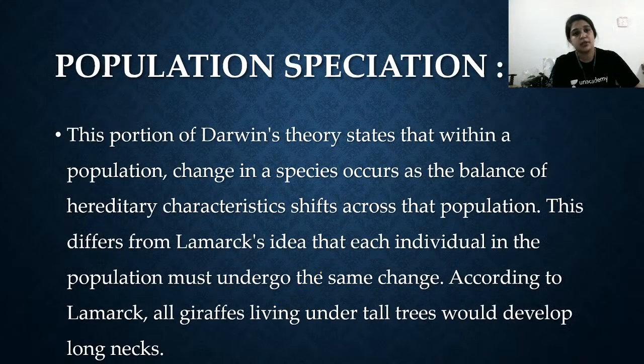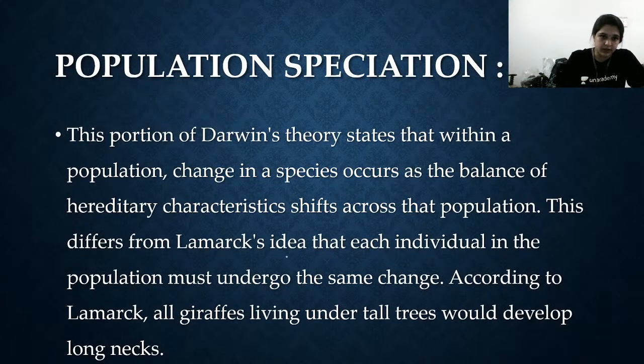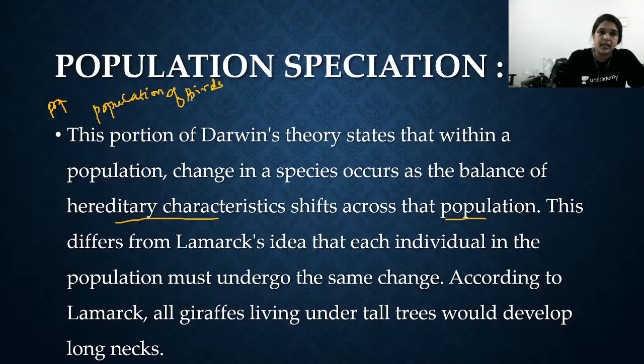Population speciation. This portion of Darwin's theory states that within a population, change in a species occurs as the balance of hereditary characteristics shifts across the population. That is, there is a population. Let's take a population of birds. What he is saying is that these birds are feeding on fruits.